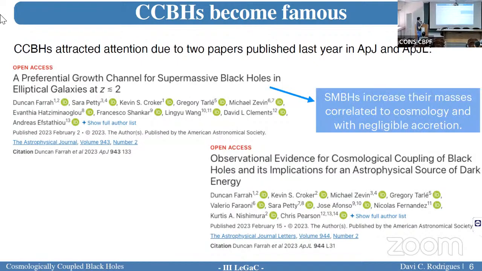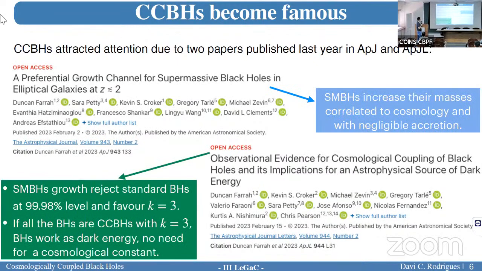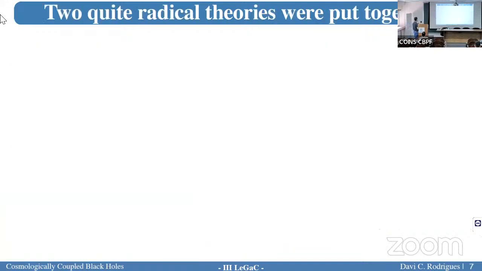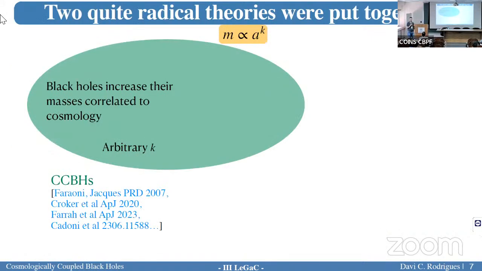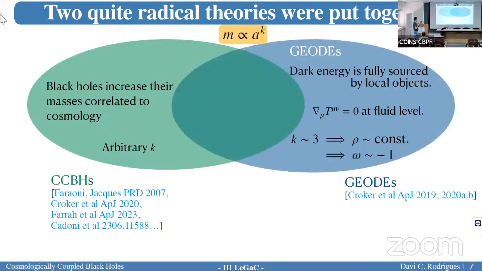So this is okay. It's here. The standard case, k equal to 0, is rejected at a high level and favors k equal to 3, actually higher than 3 sigma. Okay. And in this paper they actually do something interesting. They put together two quite radical theories and find some interesting results. The first of them is that black holes would increase their mass correlated to cosmology. These are a type of these cosmological black holes.